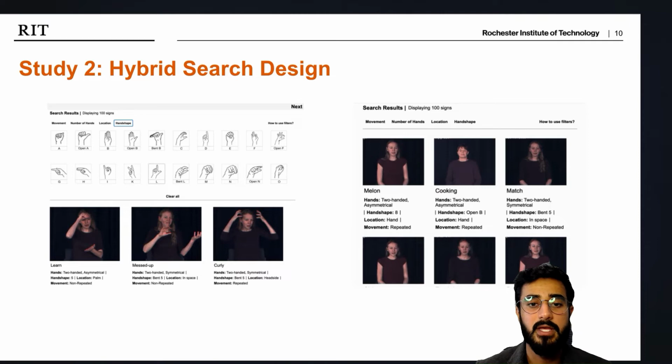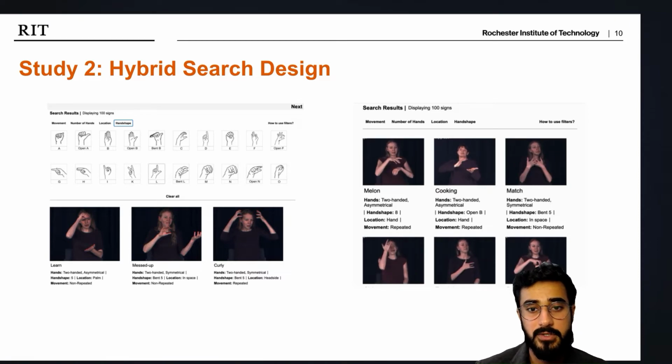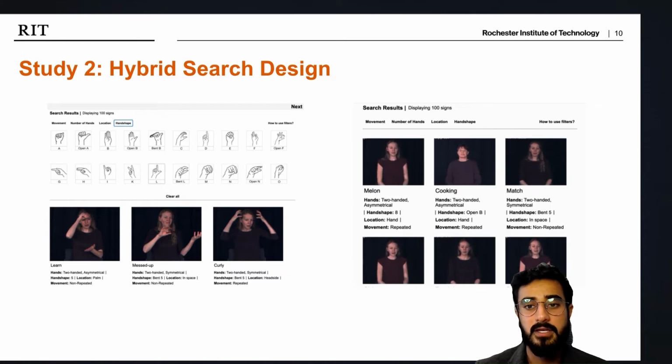For example, here on the screen you see on the left side, we have included different hand shape filters and graphical representations of them. And then on the right side, you see that all the results are animating at the same time, which was a suggestion that came in our qualitative interviews in the first study.